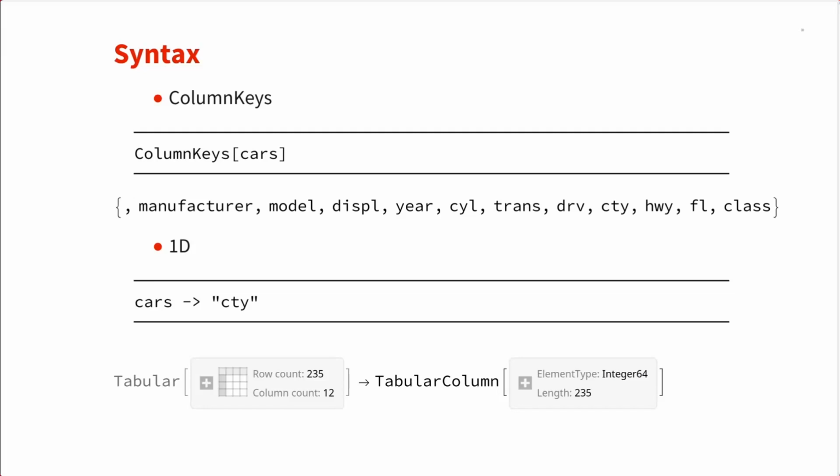It is a rule where the left-hand side is the tabular and the right-hand side is the column name. So if we want to select the city mileage column for plotting, we say Rule[cars, "city"]. And this form of the syntax shows that the input tabular has 12 columns, and the city column of numeric type is selected with all 235 rows.